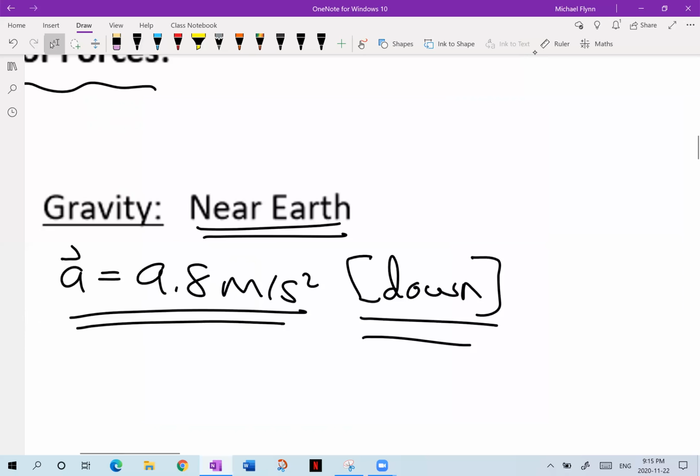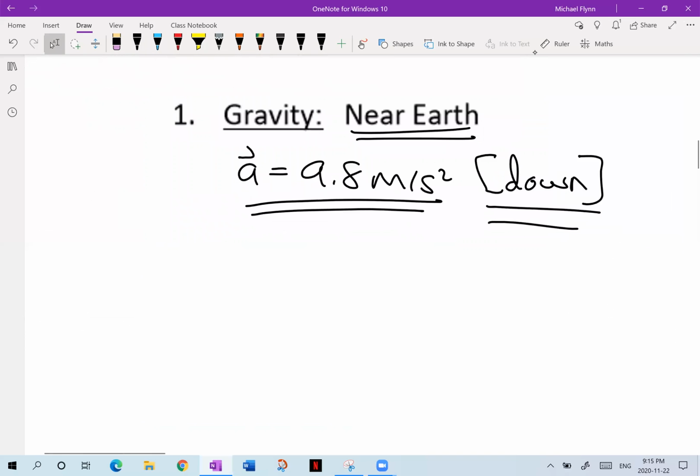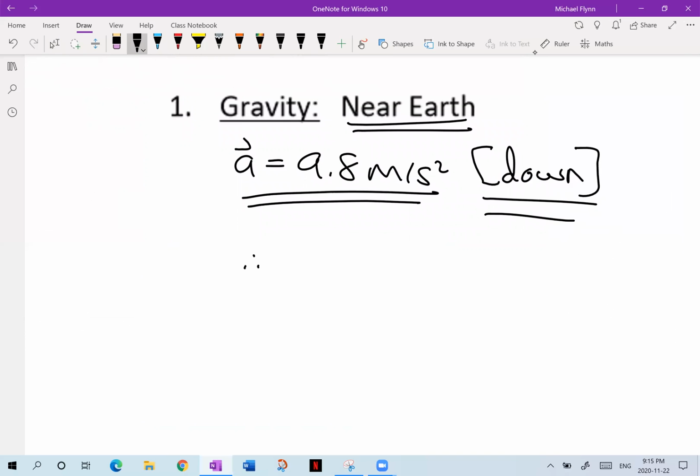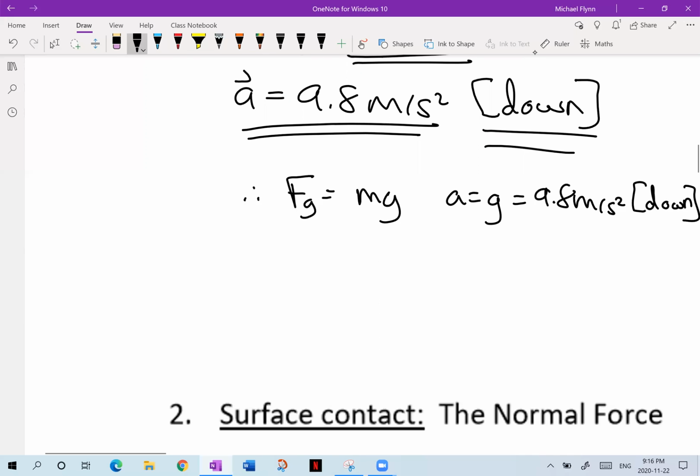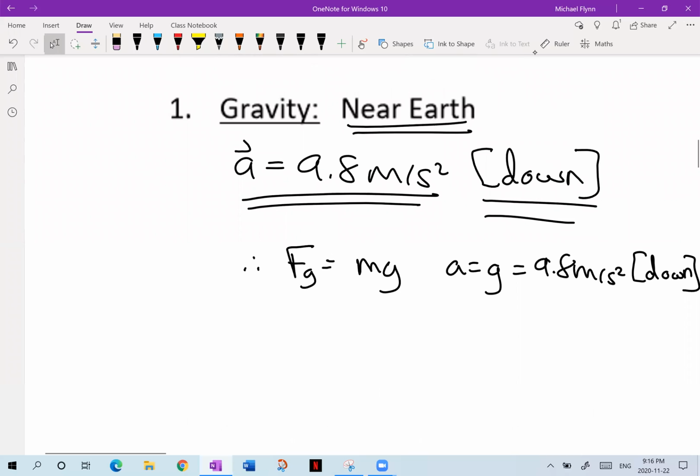And that is the direction of the force of gravity near the Earth. Well, because of Newton's second law, we can therefore say that the force of gravity on an object is just equal to mg, and we'll say a equals g equals 9.8 meters per second squared. And of course, the direction is down. Okay, now we did this last year, no surprises there.